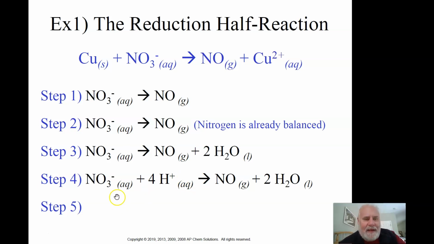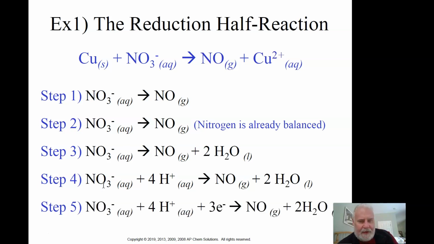How many does it gain to balance what's on the right side? Well, on the right side, there's absolutely no charge at all. On this side, 4 pluses, 1 minus, that's a total of 3 pluses. How do I get rid of that? By adding electrons on that side. I add 3 electrons to the equation. All right? So now that's going to be step 5.